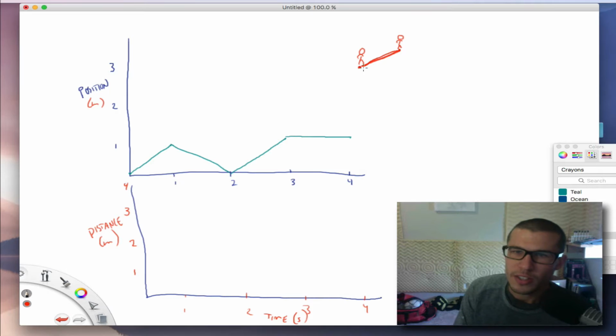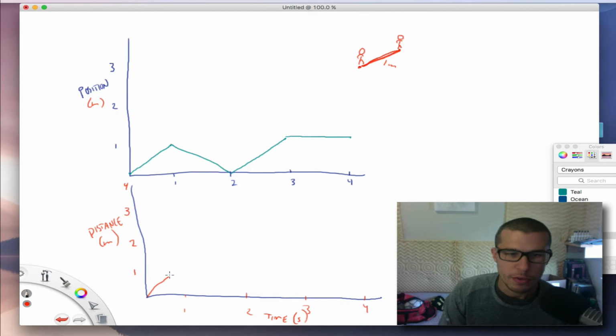Now, distance-wise, notice that I did move this person here, then back, then there again. So the distance that they've covered is pretty far compared to the position that they've gone to. They've only gone out to 1 meter here, that's 1 meter away, but they've covered a lot of distance. From 0 to 1, that person has covered that 1 meter just like before. But then when that person comes back to the origin, they still go another meter. So the distance is still going up.